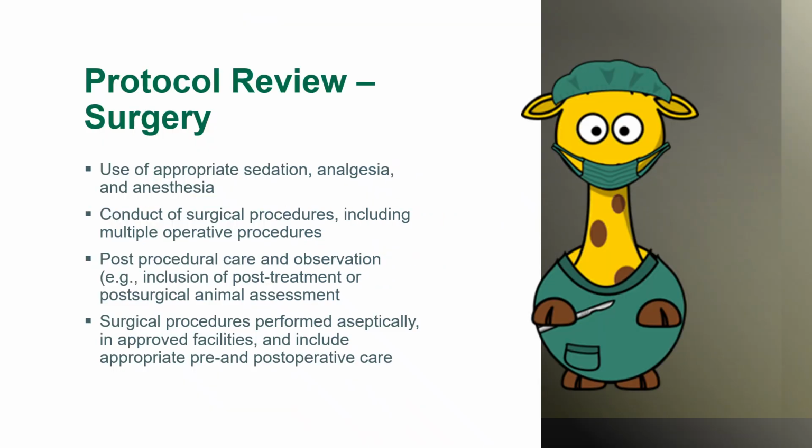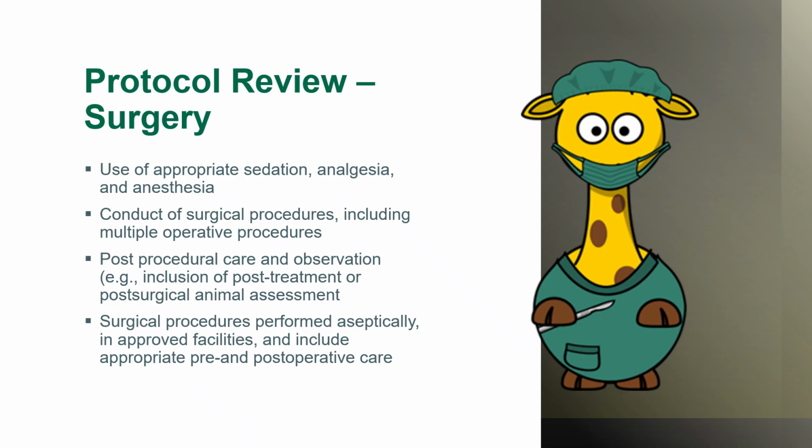When reviewing surgical procedures, the IACUC requires that protocols clearly describe the use of appropriate sedation, analgesia, and anesthesia before surgery, during the procedure, and throughout the postoperative period. This ensures that pain and distress are adequately managed throughout the procedure. Surgical methods must be described in sufficient detail to allow the committee to fully understand what will be performed, including any multiple or staged operative procedures.